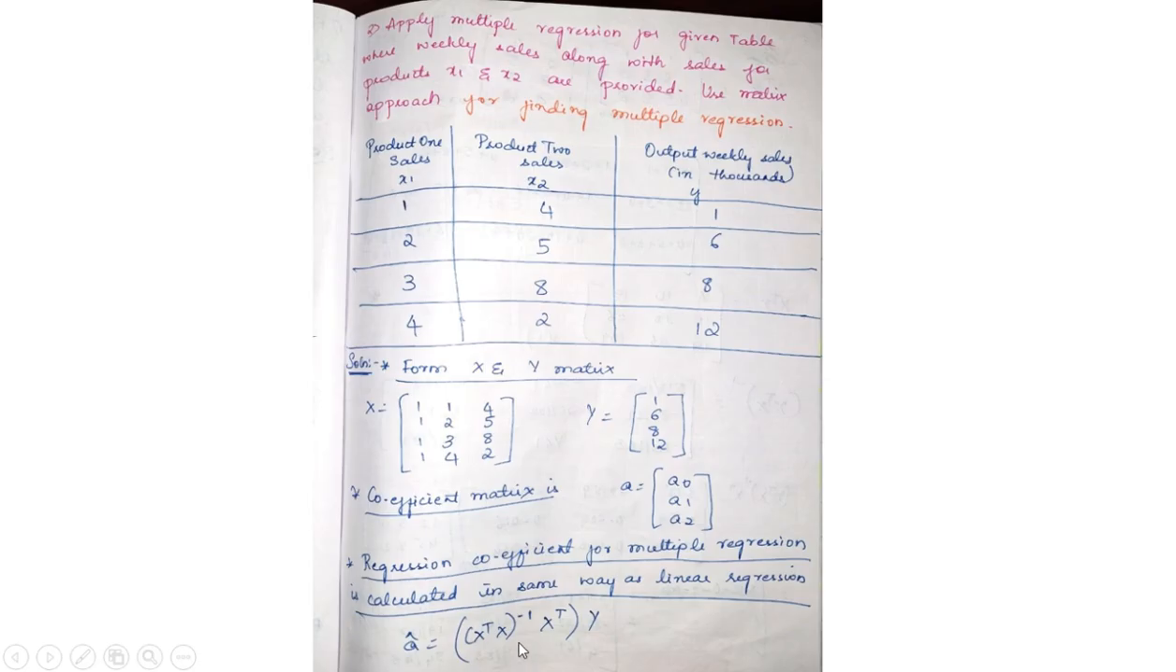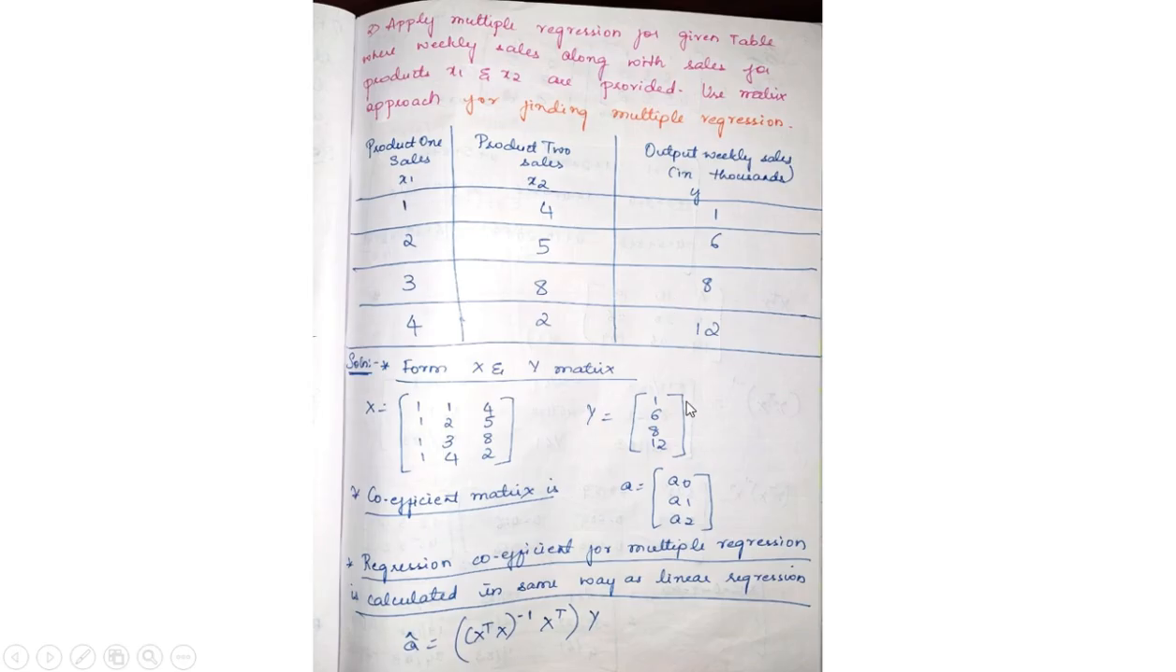If you remember this one formula, you can solve this problem very easily. As discussed, we first have to find out what x and y are. The only difference compared to the previous problem, for which I have given the link in the description box, is that now our x will have two extra columns. So let's form x. As discussed in the previous session, the first column of the x matrix will always have values 1. In the next column you take the x1 sales, and in the third column you take the x2 sales. So this is our x matrix.